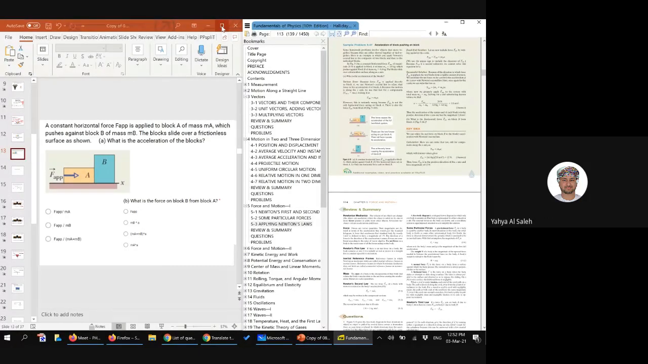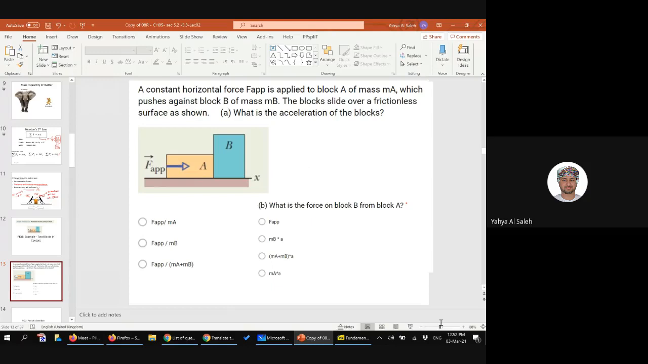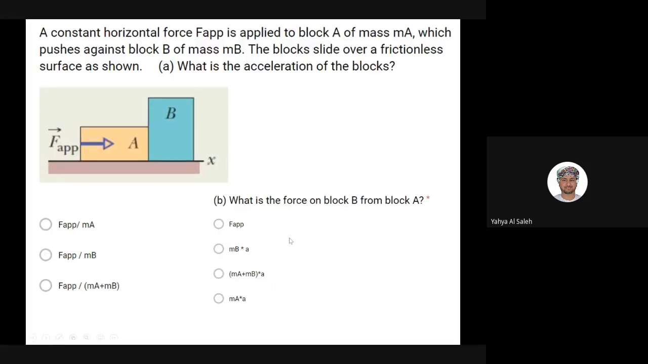Which one is it? Do we divide the force by MA or by MB or by the sum of MA and MB? The last one, maybe? Last one. We have 3 people so far who said last one. 4 people.